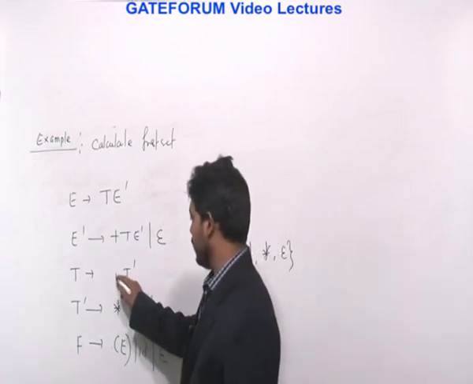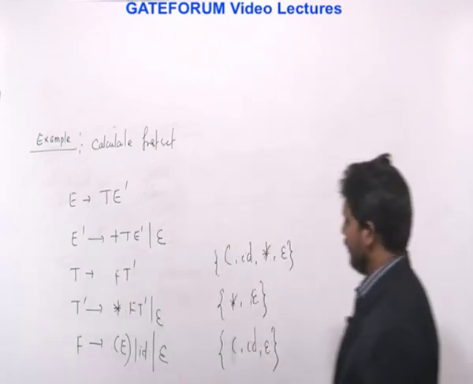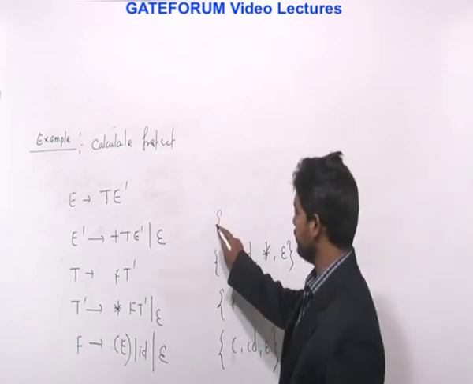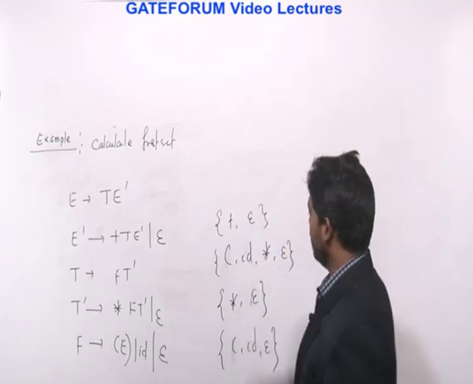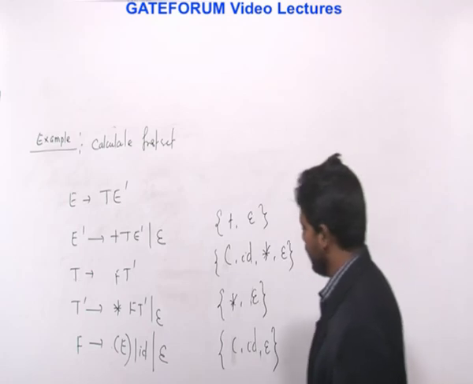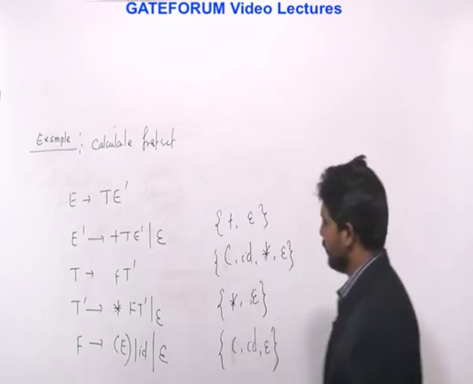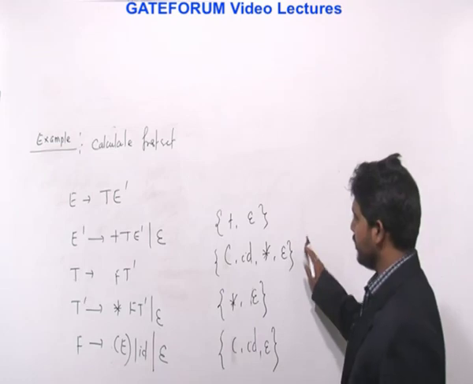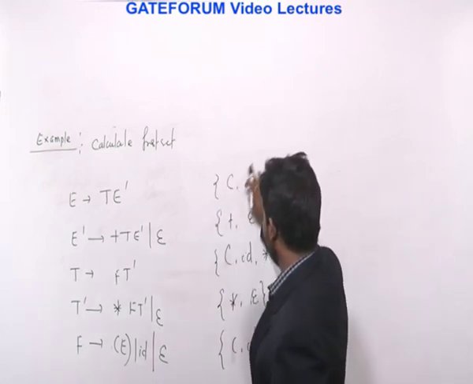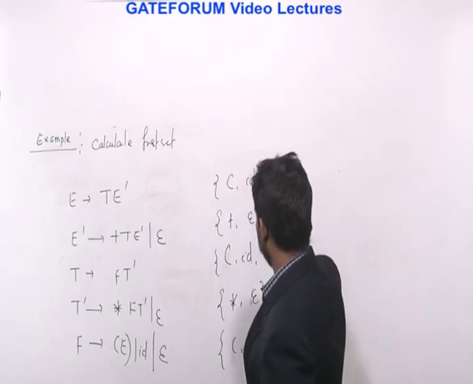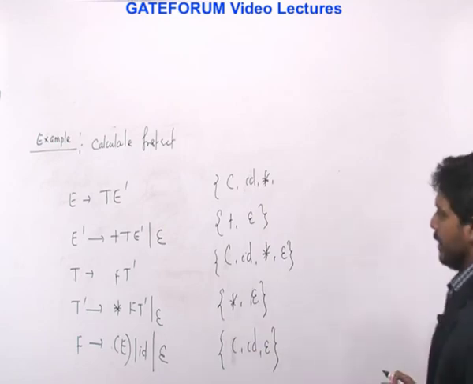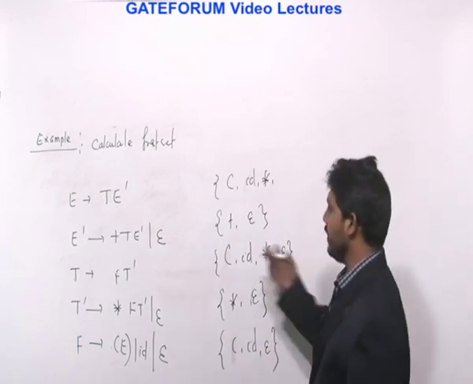So this is the impact: if one of them has epsilon, then for F T dash we have opening bracket, ID, star and epsilon. E dash is plus and epsilon. Now first of E starts with T, the first of T. We have already calculated first of T, and the symbols are opening bracket, ID, and multiplication. Opening bracket, ID and multiplication, and that epsilon will expose E dash.